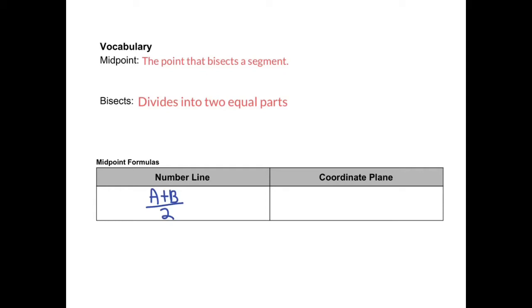We're going to be looking at the midpoint formulas from two different types of problems, from a number line and then from a coordinate plane. Their formulas are very similar, but we're just going to do one thing at a time. Let's go ahead and start with the number line. What we're going to do with the number line is take the two numbers that we're trying to find the midpoint of, and divide by 2.